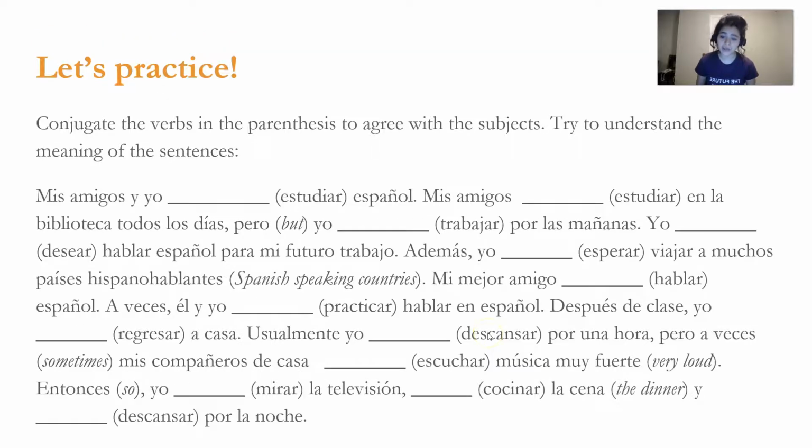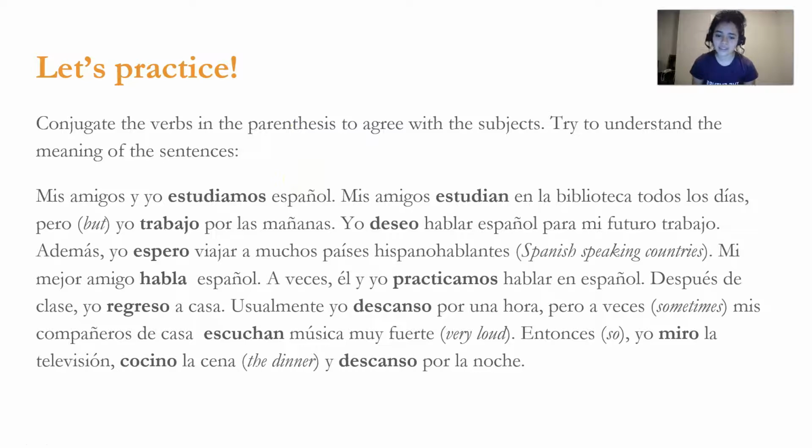Okay, we have another practice. This practice is a paragraph, and you have to conjugate the verbs in the parentheses to agree with the subject. So you have to identify the subjects in order to conjugate the AR verb according to the subject. Well, you have here the answers. If you want to check it, just remember you have to pause the video.